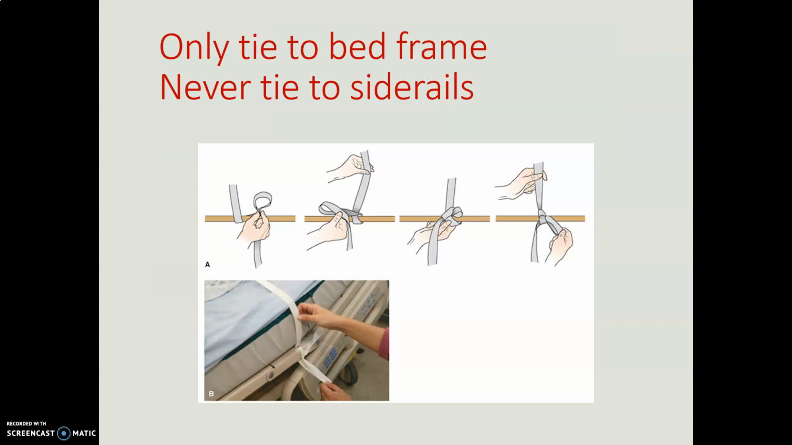So here we go. Only tie to the bed frame. Never tie this to the side rails or a moving part. You should also use a slip knot, very similar to what you see here in Form A. And you can see how it looks down in Form B. That's so that if you need to release the restraints, you can do so very easily without creating a knot.